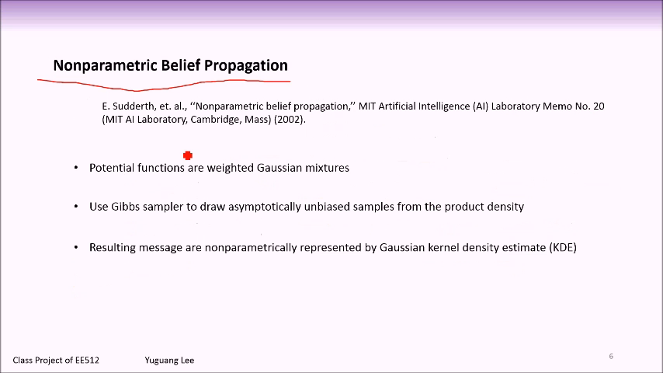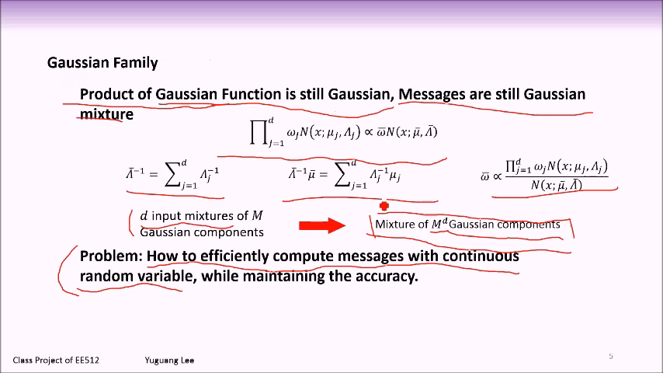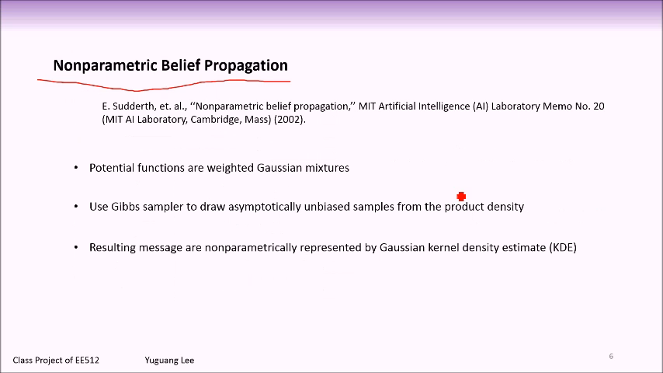And MBP actually has a lot of similarity with Gaussian belief propagation, like I said, this analytical method. In MBP, they still assume that the potential functions are weighted Gaussian mixtures. However, when they calculate the product of Gaussian mixtures, they will not use the analytical method. What they will do is use a Gibbs sampler to sample from the product density.